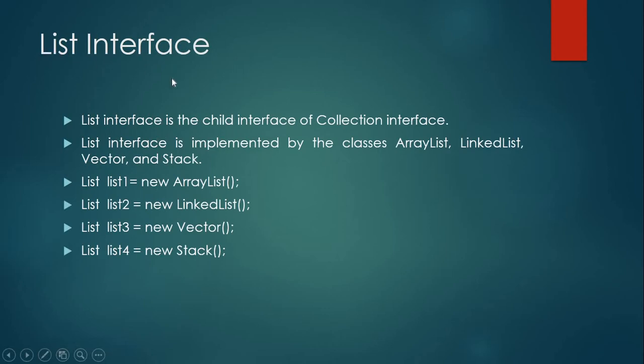The list interface is the child interface of the collection interface. The list interface is implemented by the classes array list, linked list, vector and stack. We can create our list by List list1 = new ArrayList, where array list is a class; list2 = new LinkedList, where linked list is a class; list3 = new Vector, where vector is a class; and list4 = new Stack, where stack is a class. So we can create our list by these classes.